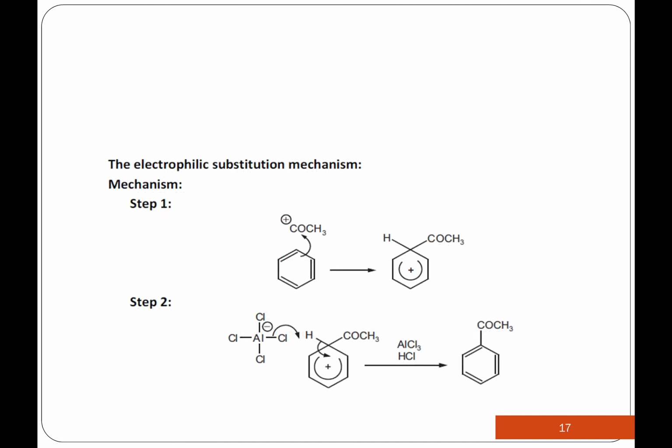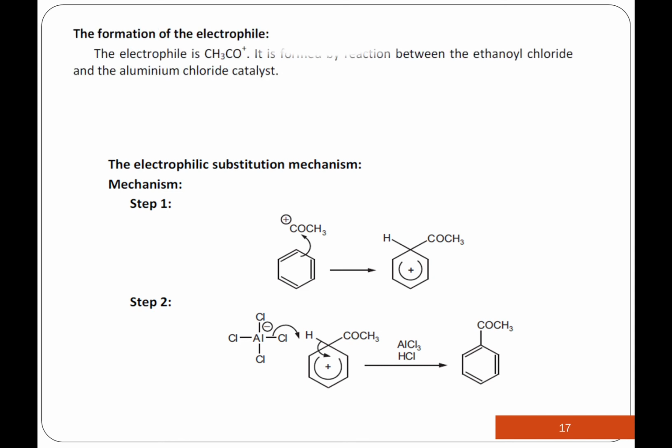And this is the mechanism. The acylium ion is attached to form a carbonium ion. And the conjugate base AlCl4 will remove the proton. So you can see the reaction mechanism. Okay, fine.